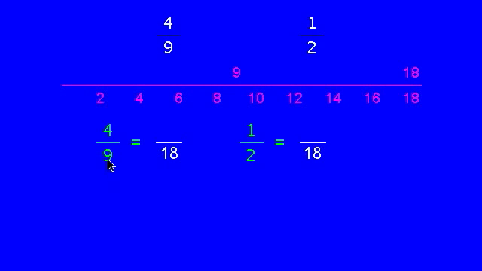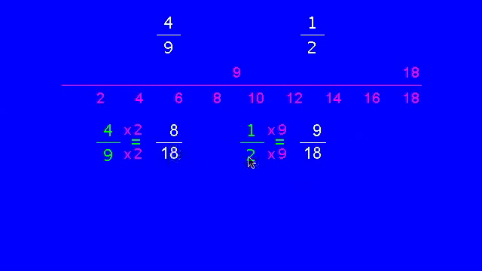Okay, so going from a whole of 9 pieces to a whole of 18 pieces, we have to double each. So we have to double the 4 also. So that gives us 8 pieces. And to get from a whole of 2 pieces to a whole of 18 pieces, the multiple is 9. And then 9 times 1 is 9. Okay, so now if we were, say, adding these, we have 9 plus 8 is 17. So we have 17 pieces out of 18.